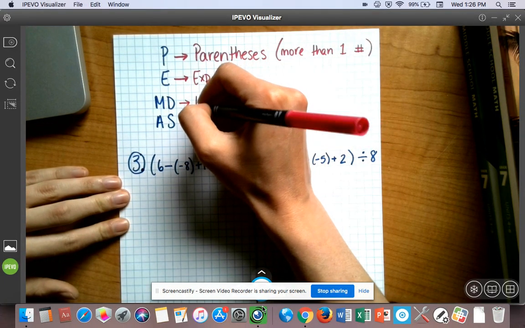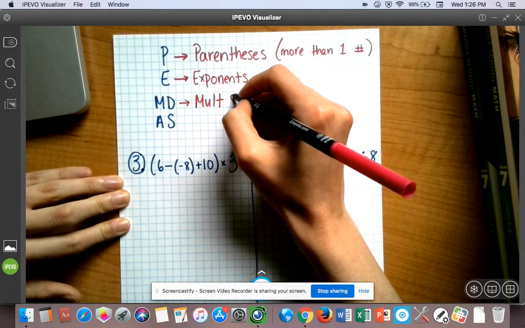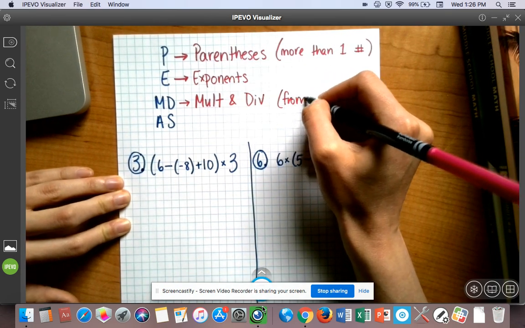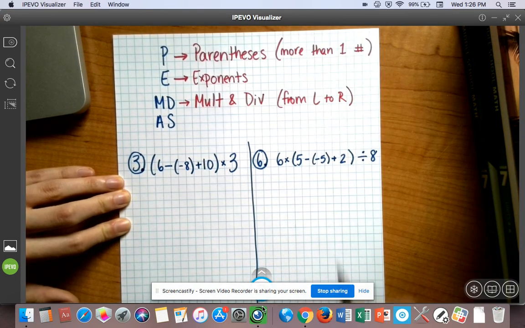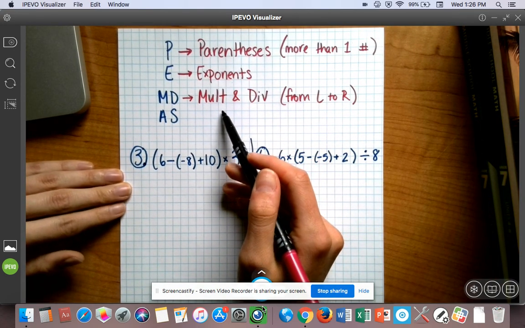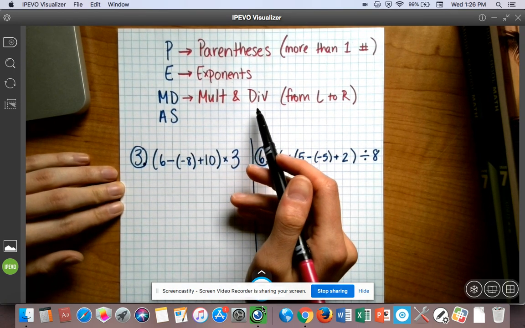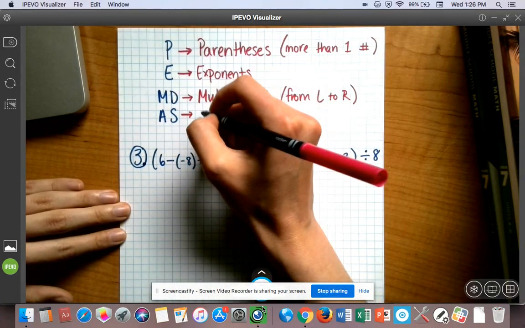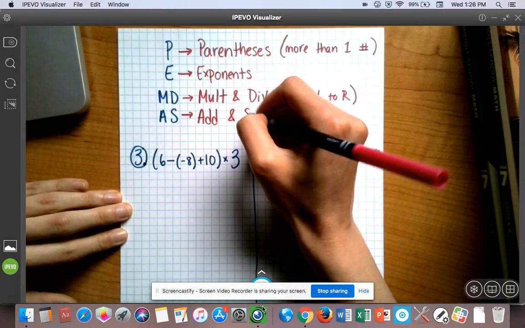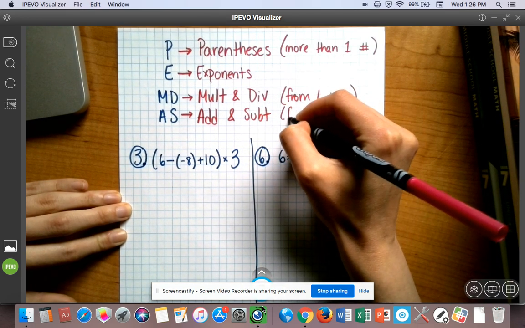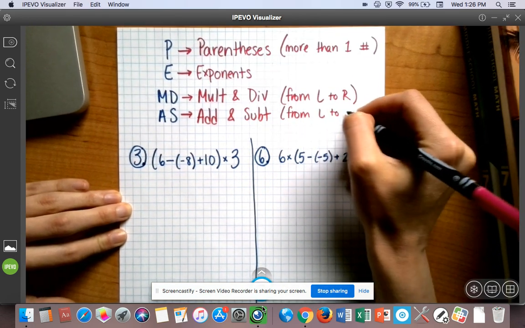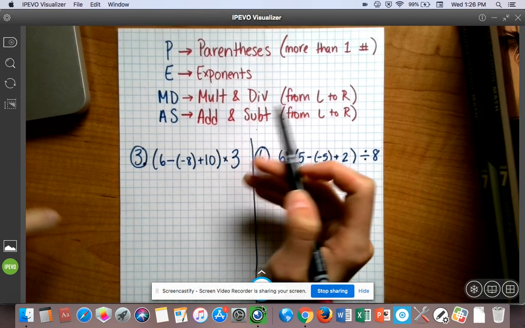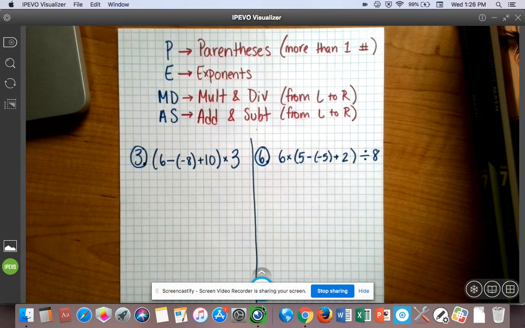MD is multiplication and division, and you're moving from left to right. So you're not always doing multiplication first. You're not always doing division after multiplication. You're reading it like a book, from left to right. And then addition and subtraction, which is the same thing as above, from left to right. So you could do subtraction before addition if subtraction comes first.